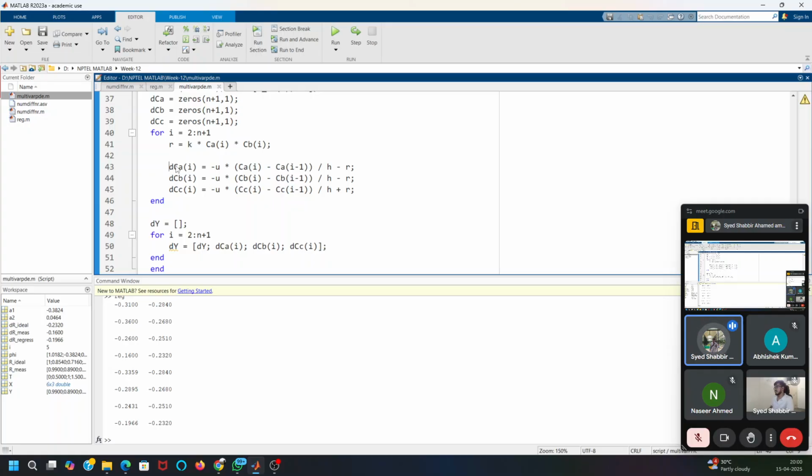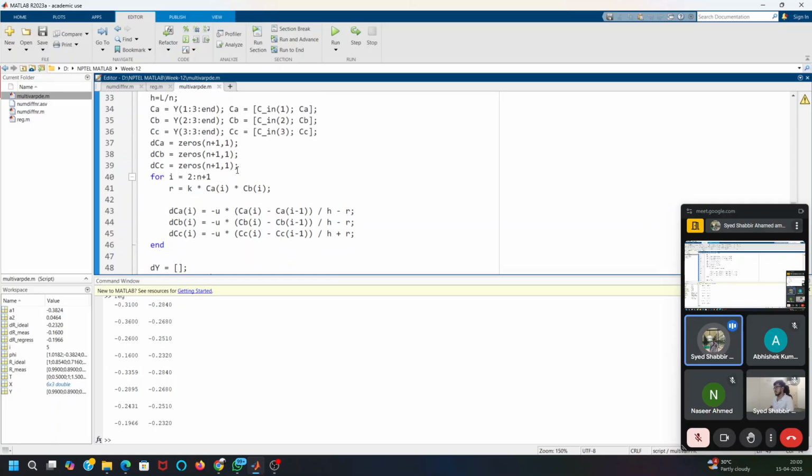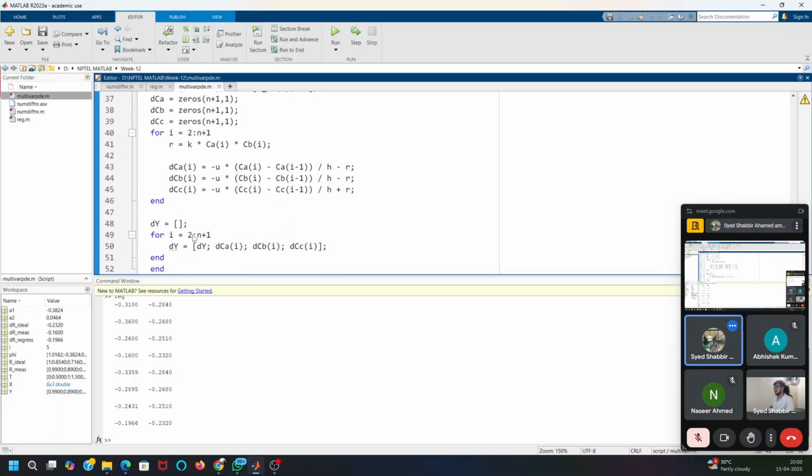So we'll get all these values, just using the backward difference for all the partial differential equations. We'll get the ordinary differential equations. And then we will try to do this for n plus 1 values. We will try to form a vector dy which includes all these values. Just give me a minute.